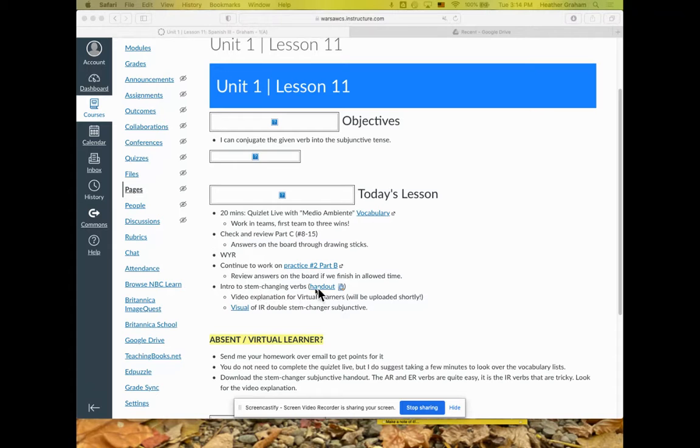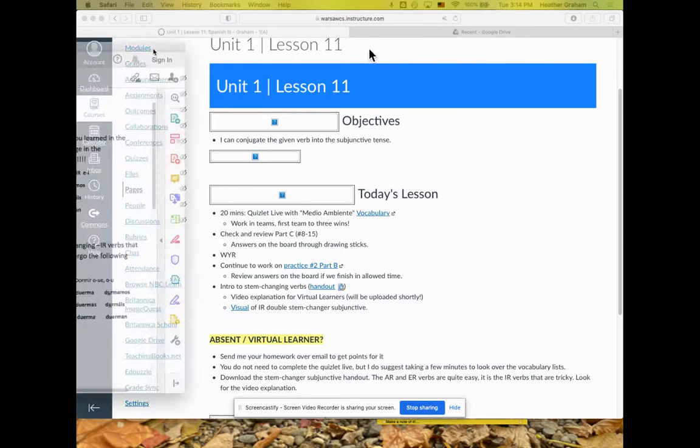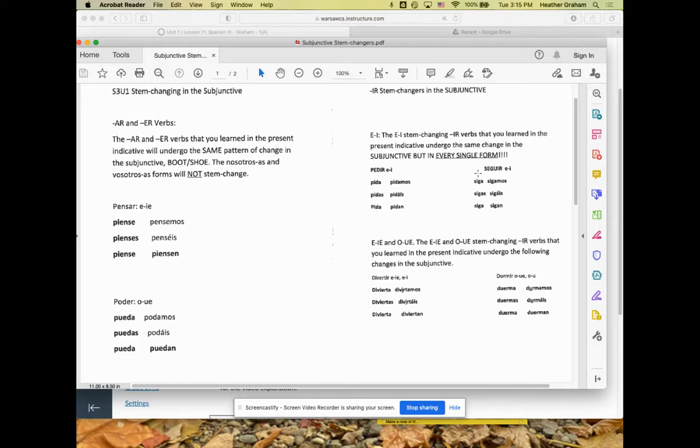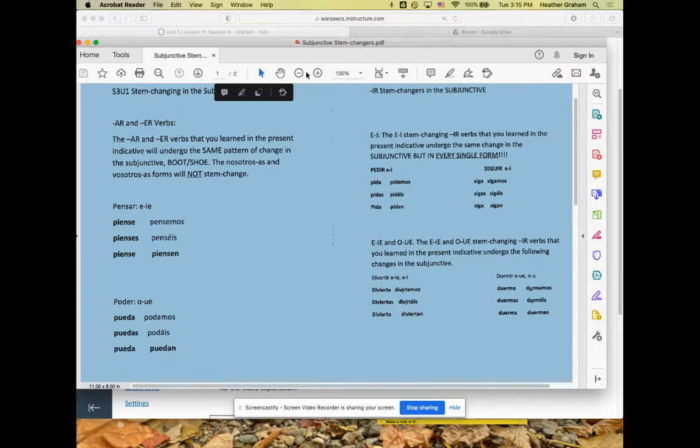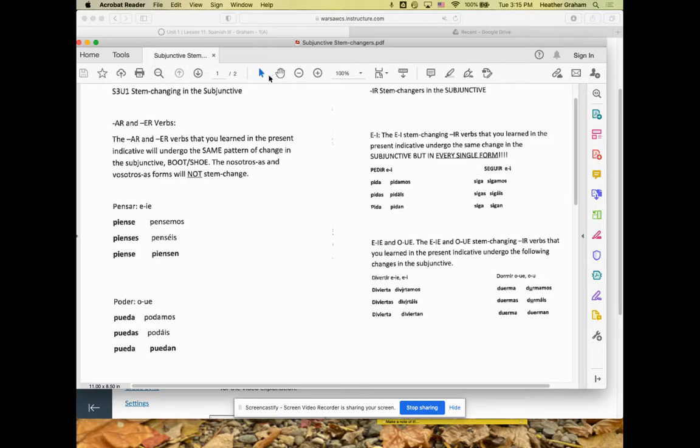So if you click on this handout, it should take you to this handout right here. This gives an overview of how to stem change in the subjunctive form. Normally, if you think back to Spanish 1, when we clump our verbs together, AR verbs have one ending and ER and IR verbs have another. But here we're going to clump our AR and our ER verbs together, and they are going to stem change inside the boot and not stem change outside the boot. So really, this should be nothing new. It's just a little reminder.